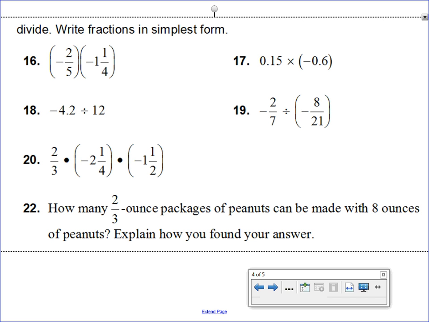So eyes up on the board. Anytime, first of all, we need to know what operation are we using here for number 16? It is multiplication. Okay. Anytime we have numbers right next to parentheses, that means that we're multiplying. So this should be -2/5. And we're going to multiply that by, the second number is a mixed number.